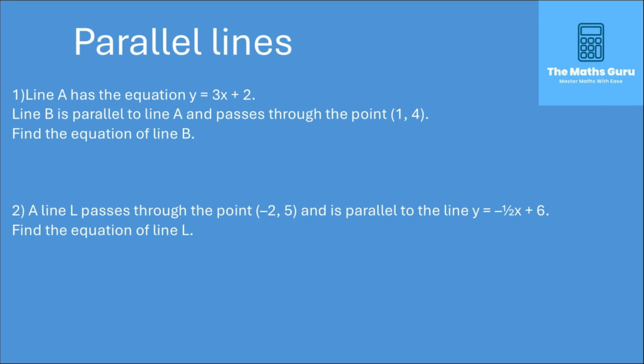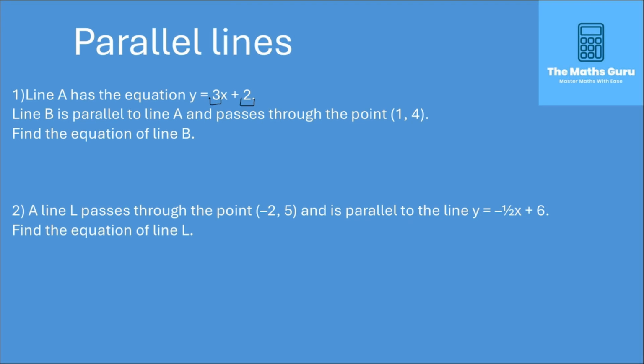Moving on to parallel lines. When two lines are said to be parallel, it is known that their gradient, so their m values, are equivalent. And it does not matter what the c value is. As long as the m values are the same, the two lines are parallel.